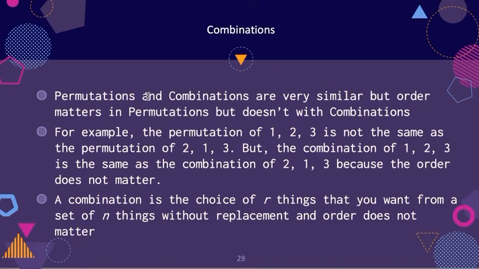Combinations. Permutations and combinations are very similar, but order matters in permutations and doesn't in combinations. For example, the permutation 1, 2, 3 is not the same as the permutation 2, 1, 3, but the combination of 1, 2, 3 is the same as 2, 1, 3 because the order does not matter. A combination is the choice of r things that you want from a set of n things without replacement, and order does not matter.